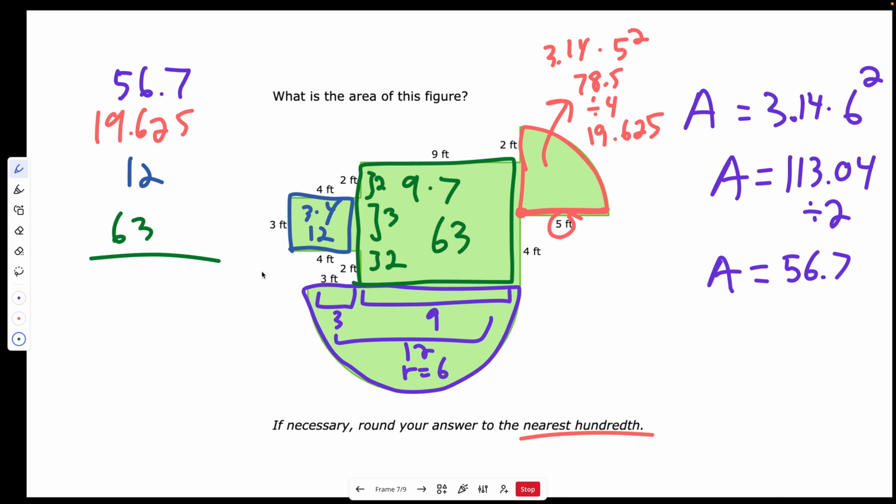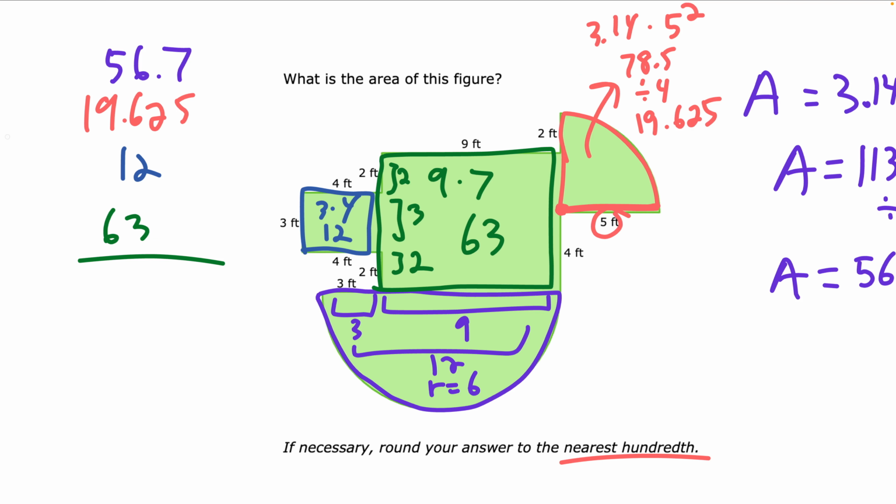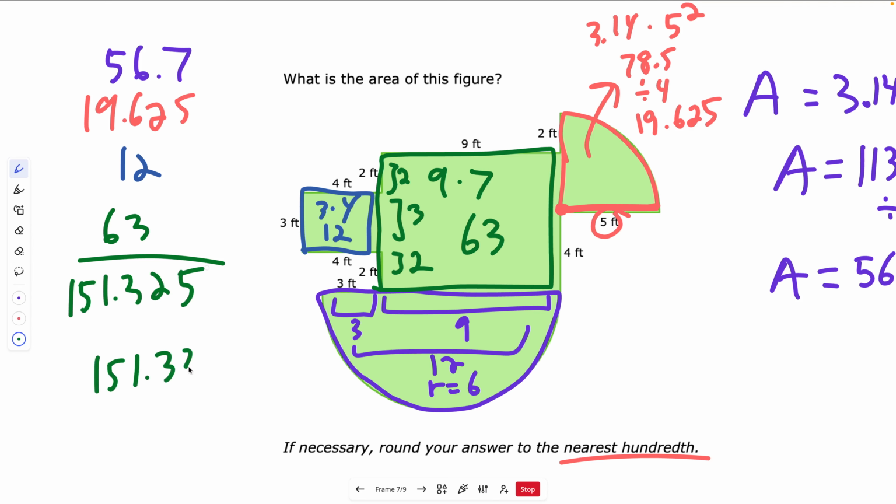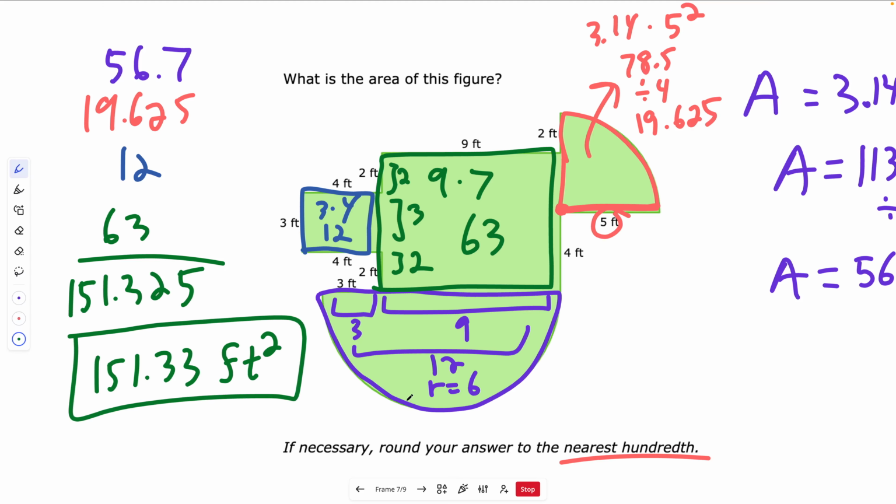And now we add up all of our numbers, which gives us a grand total of 151.325. It says round to the nearest hundredth, so final answer 151.33 square feet, and this is our final answer.